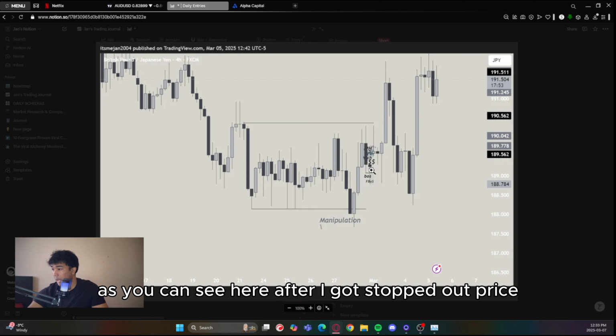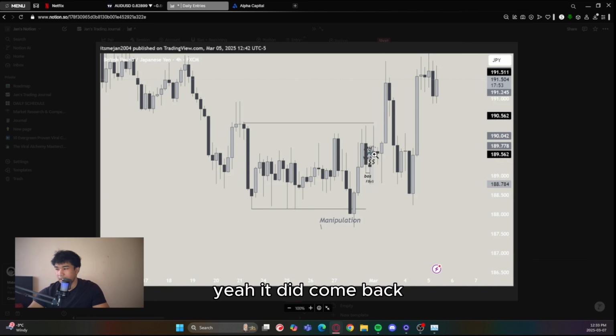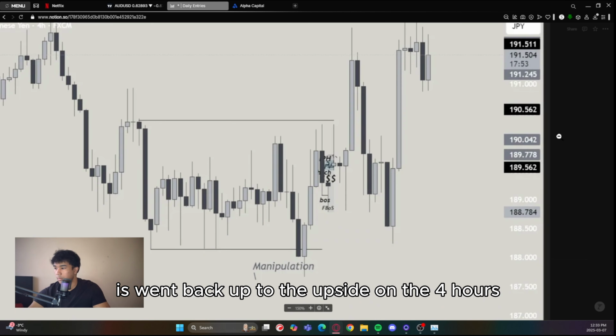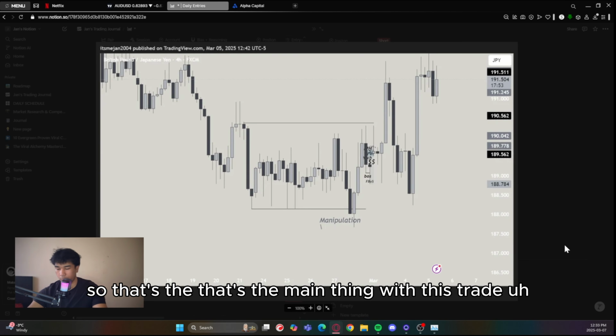As you can see here, after I got stopped out, price did come back, but actually the whole thing is it went back up to the upside on the 4 hour. So that's the main thing with this trade.